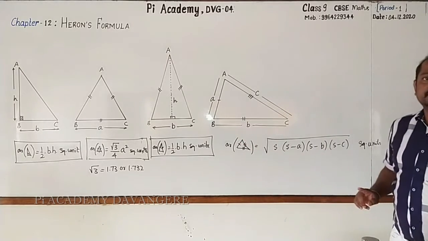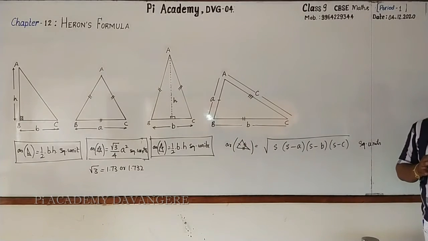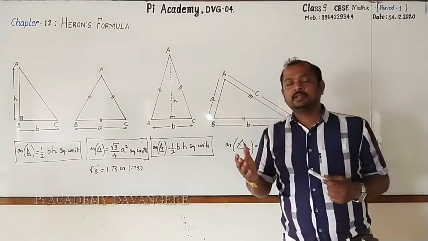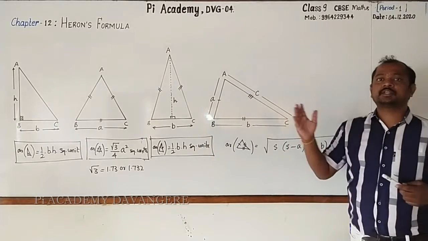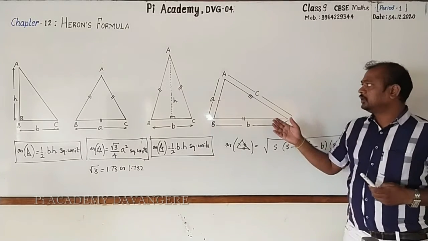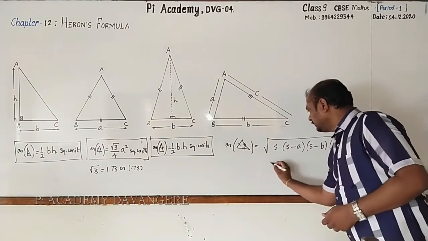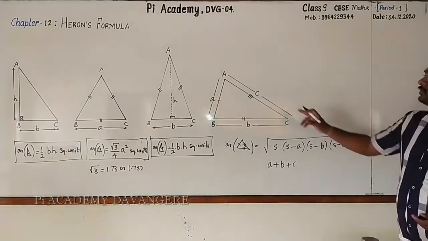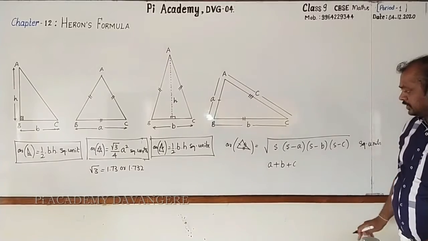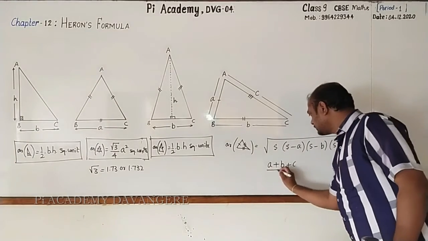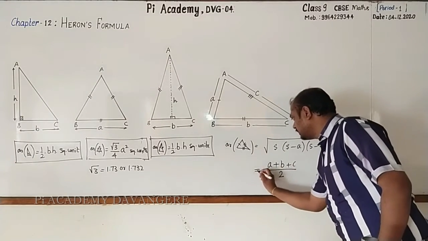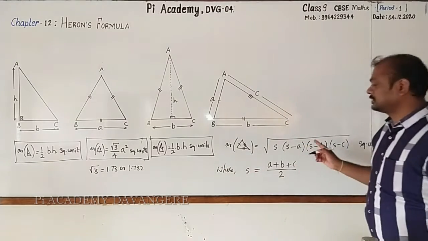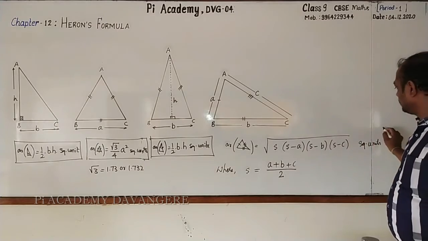Then s is semi-perimeter, means half of the perimeter. Then what is perimeter? It is the sum of all the sides of the triangle, right? That means a plus b plus c. This is the perimeter of the triangle ABC. Then half of this can be written as a plus b plus c by 2. This is only s, followed, where s is semi-perimeter.